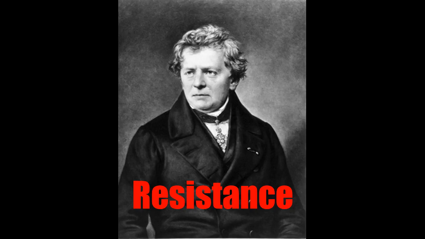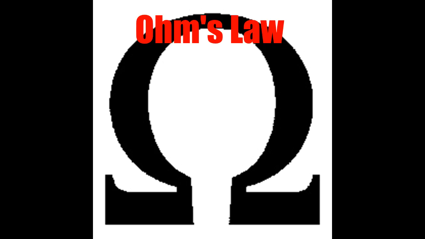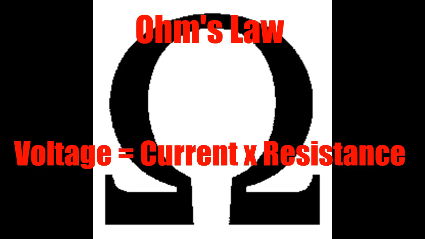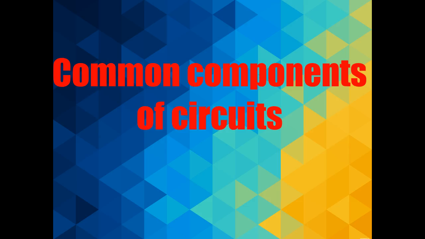The third major concept is resistance. Resistance is the measure of difficulty for current to pass through an object. The symbol for resistance is the big letter R and is measured in ohms. Ohm's law states that voltage is equal to the current times the resistance. Now that we have covered the major concepts, here are some common components of circuits.